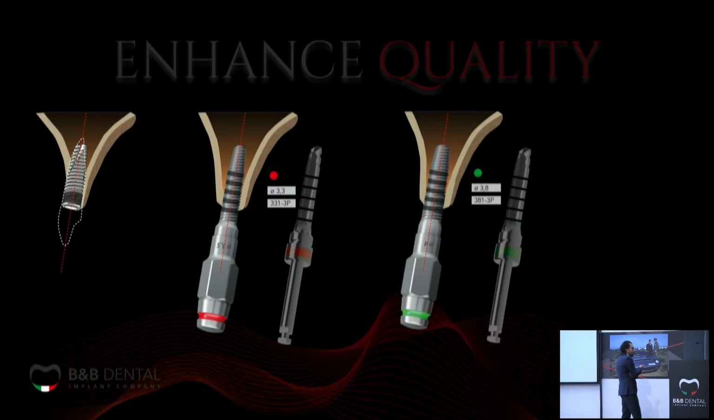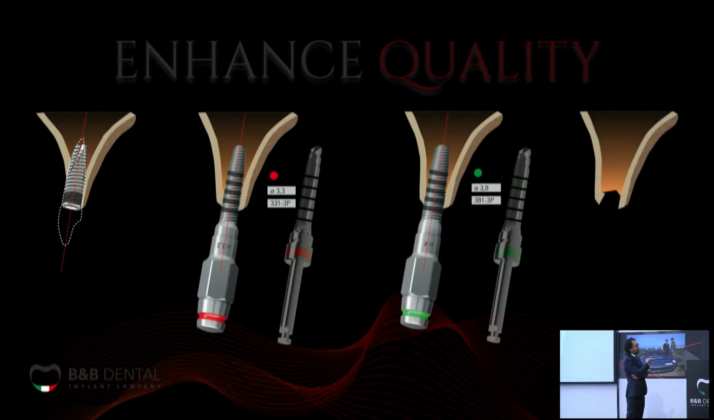And more, using the osteotomes or the screw-type condensers, we actually move the existing bone laterally and apically, enhancing the quality of the trabecular bone, because we enhance the resistance that we encounter when we then insert our implant in a new architecture of bone.